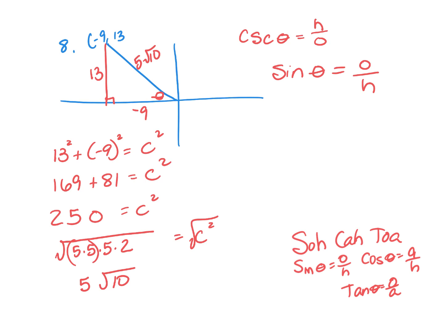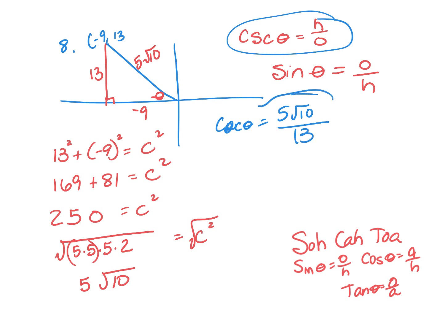We've got to go back to where the cosecant is. Cosecant is hypotenuse, 5 root 10, over opposite, over 13. So that's the answer. Now we have to decide if it's negative or positive. Is the sign positive in the second quadrant? All students, right? So that means the cosecant's positive.